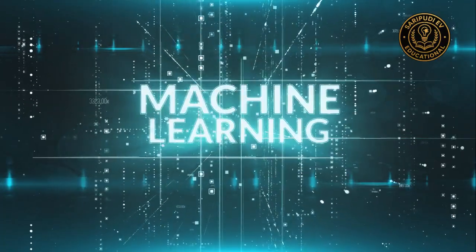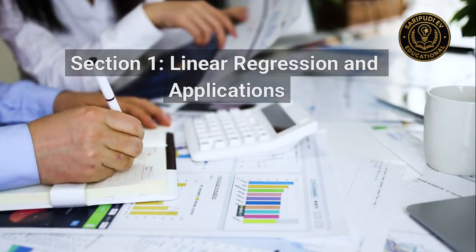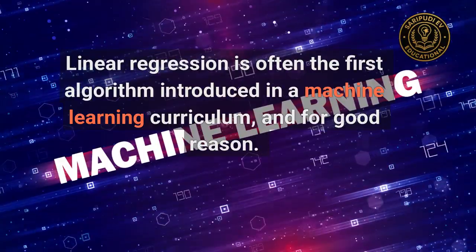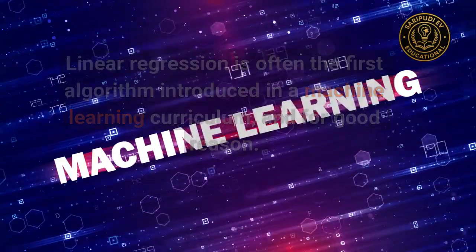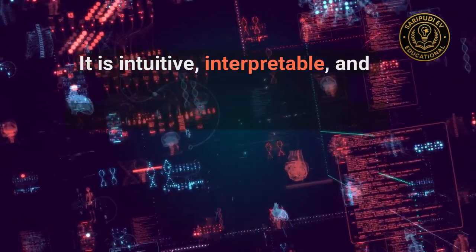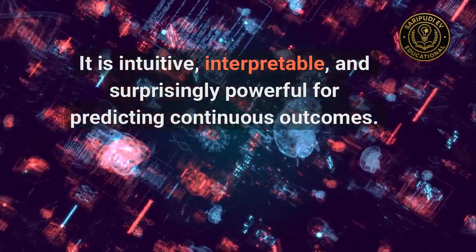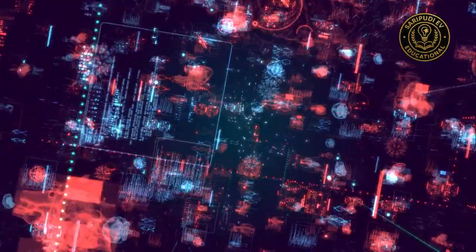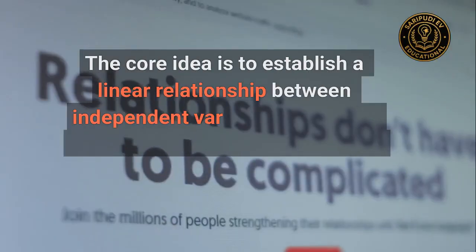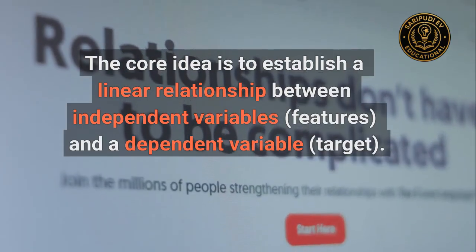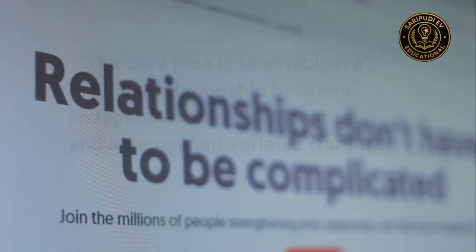Main content. Section 1. Linear regression and applications. Linear regression is often the first algorithm introduced in a machine learning curriculum, and for good reason. It is intuitive, interpretable, and surprisingly powerful for predicting continuous outcomes. The core idea is to establish a linear relationship between independent variables, features, and a dependent variable, target.